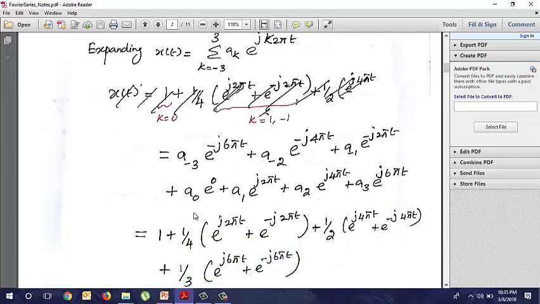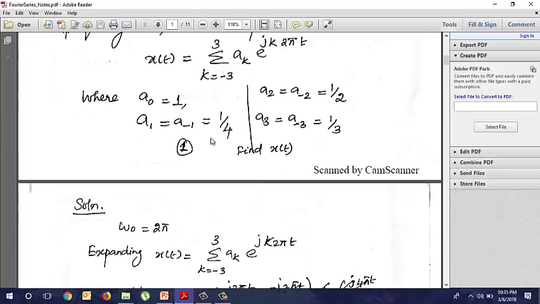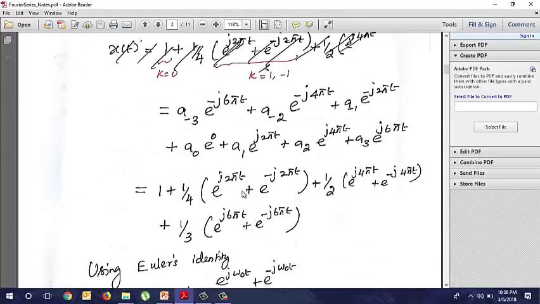Now you have the values of the coefficients. Substituting the values of the coefficients, you can couple these terms. So 1 by 4 is for f1 and minus 1. So you have these two terms together, 1 by 2 into these two terms together, these two terms together.